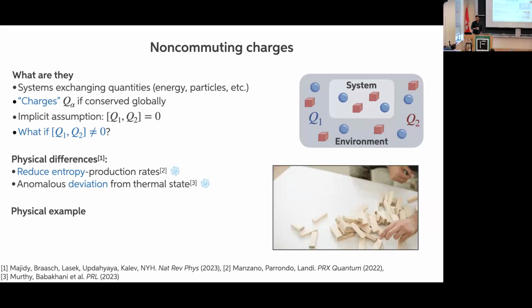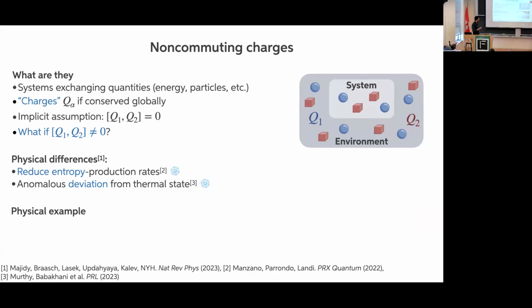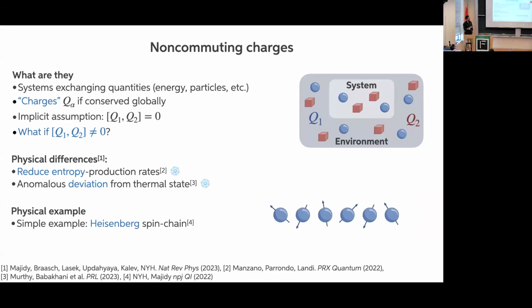Usually at this point, I'm asked for a physical example, and the simplest thing is just a Heisenberg chain. Here you could have 6 qubits. We have the Heisenberg interaction, so quanta of spin are hopping between sites. Our 3 non-commuting charges are the 3 components of the spin, and each is conserved and they don't commute with one another.